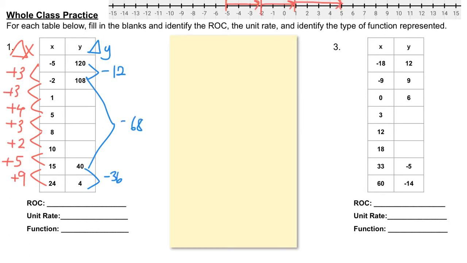Hopefully your values match mine with your change in x's here and your change in y's here. Remember, you can use your number line to see, is it increasing or decreasing? -5 to 3 is going to the right, so it is increasing. -2 to 1, increasing by 3 again, and so on. You can imagine that 120 would be over here and that 108 would be further to the left, so that's why it's decreasing, or you can see that those numbers are getting smaller.